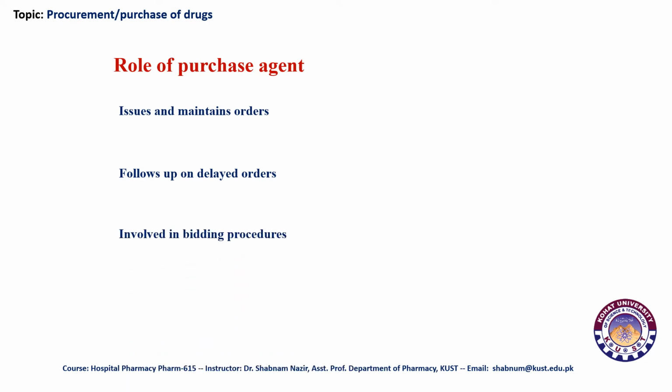And then he is involved in bidding procedures. Basically, bidding is settlement on a certain price rate which suits you as a buying company or the buying entity. Most of the time these are auctions or various biddings where settlement on a certain price is done, and the purchase agent is usually involved in that.